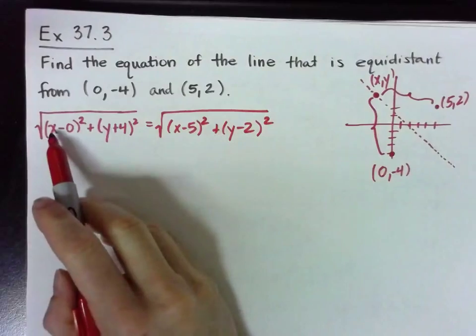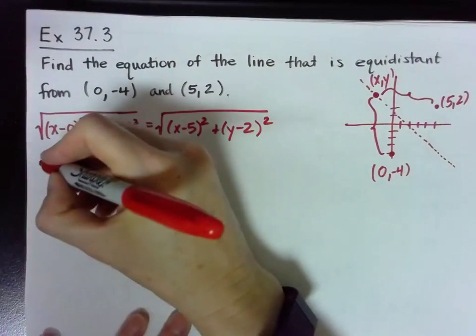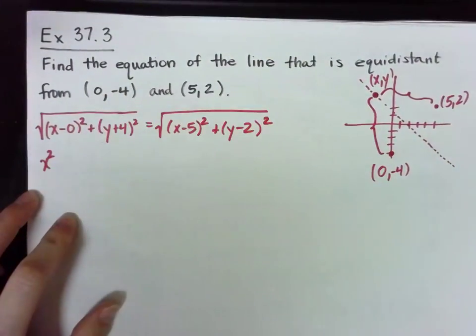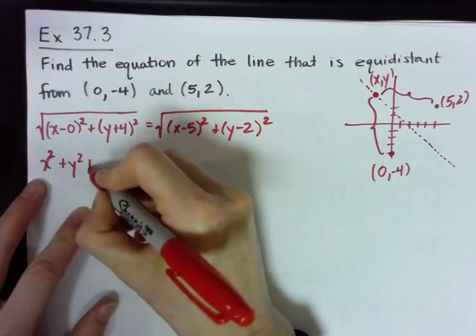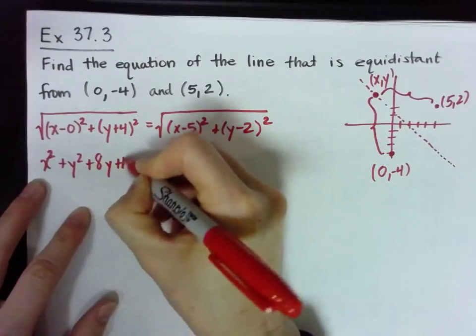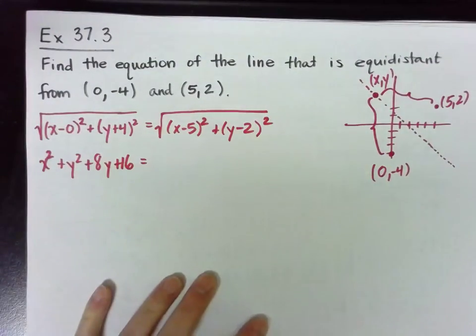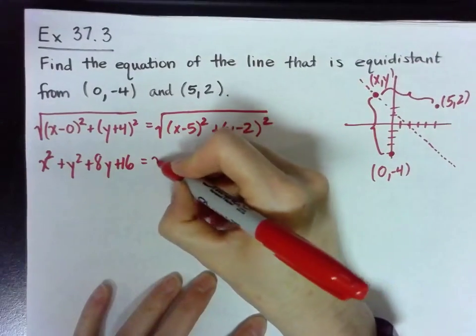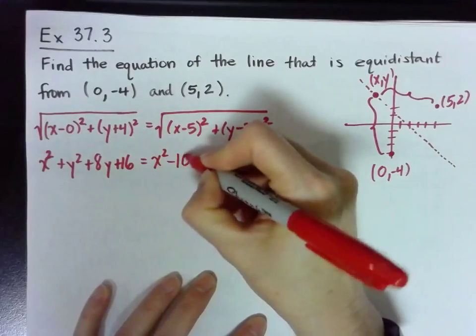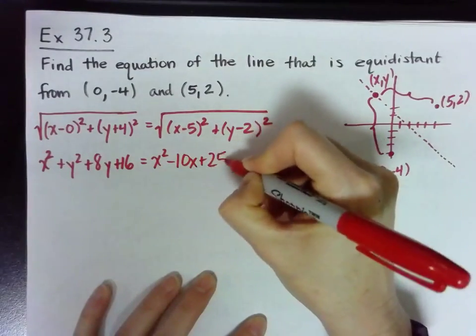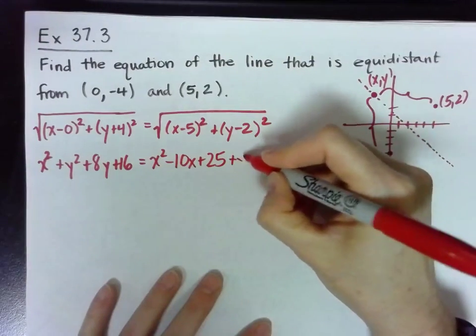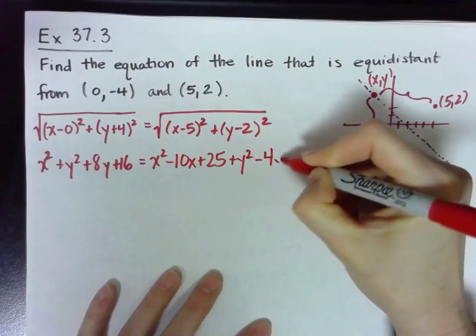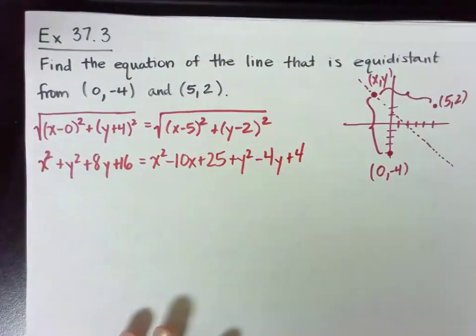Okay, so this x minus 0 squared is just x squared. The y plus 4 squared will be y squared plus 8y plus 16. The x minus 5 squared will be x squared minus 10x plus 25. And the y minus 2 squared will be y squared minus 4y plus 4.